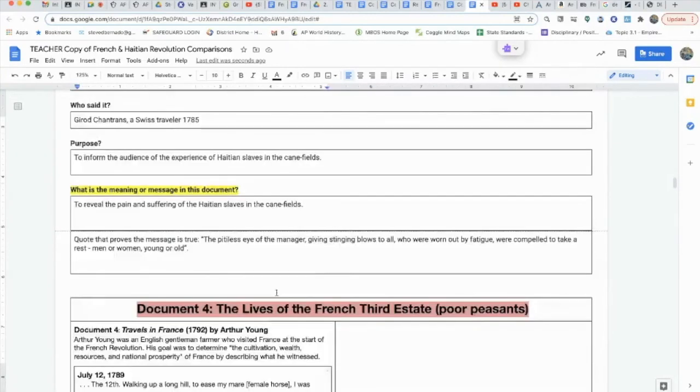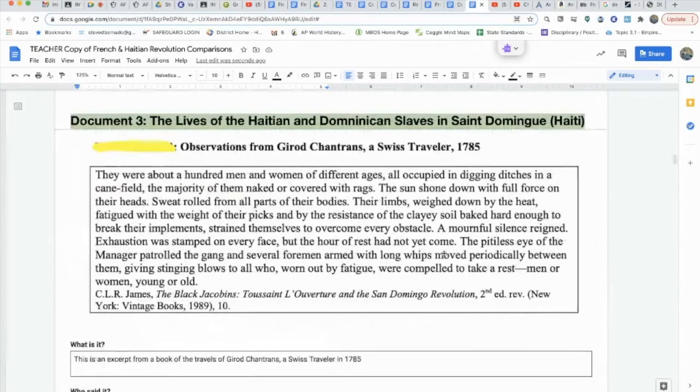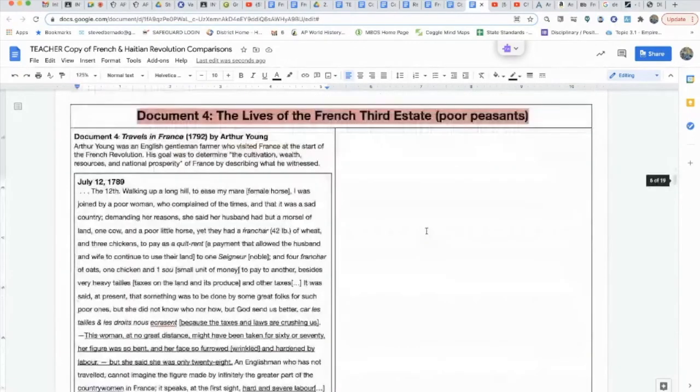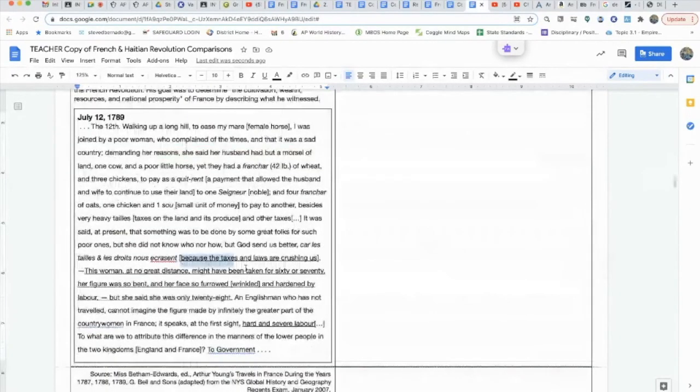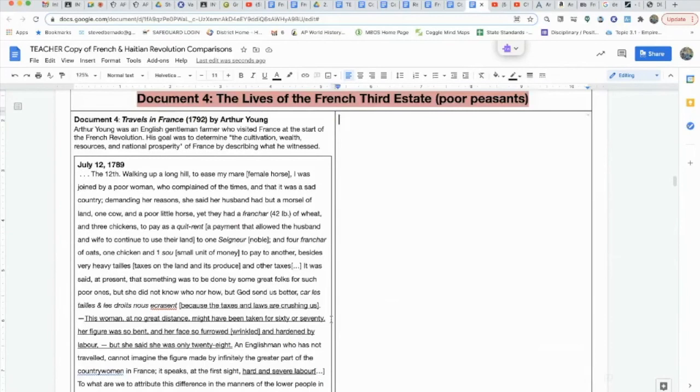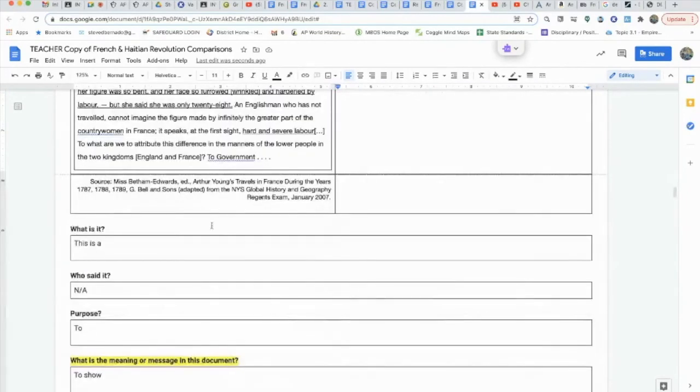So now I come back up here. Oh my goodness. A mournful silence reigned, exhaustion, worn out by fatigue. These are the slaves in Haiti. Now you come over here in France. These are free, poor people in France. The government system is so unfair and the labor is so severe and hard. Someone that's 28 looks like they're 60 or 70 years old. My goodness. All right, let's move on.